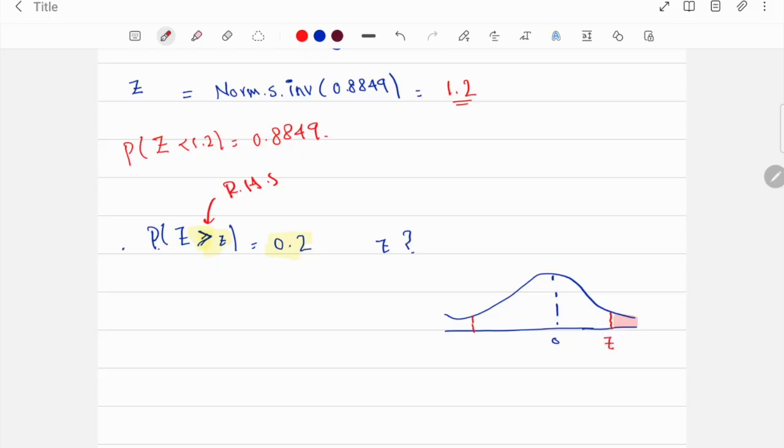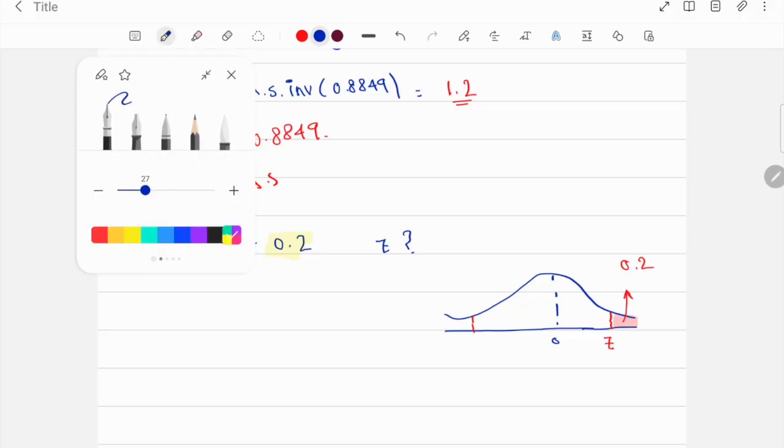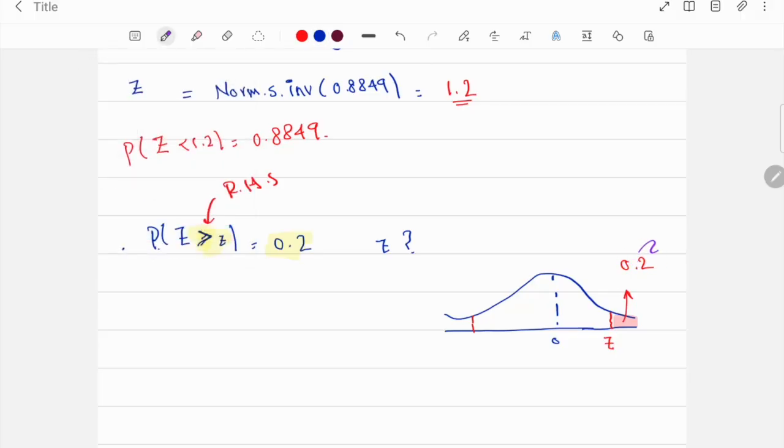But Excel does not understand the right-hand side. So immediately what you have to do is realize that if the area on the right of the z is 20%, then the area on the left, all of this, is going to be 80%. Why do we need 80%? Because this is the number that we are going to use in the NORM.S.INV function. Excel cannot use the area on the right-hand side. Excel can use the area on the left-hand side. If you plug in the area on the left-hand side, Excel can give you this value.